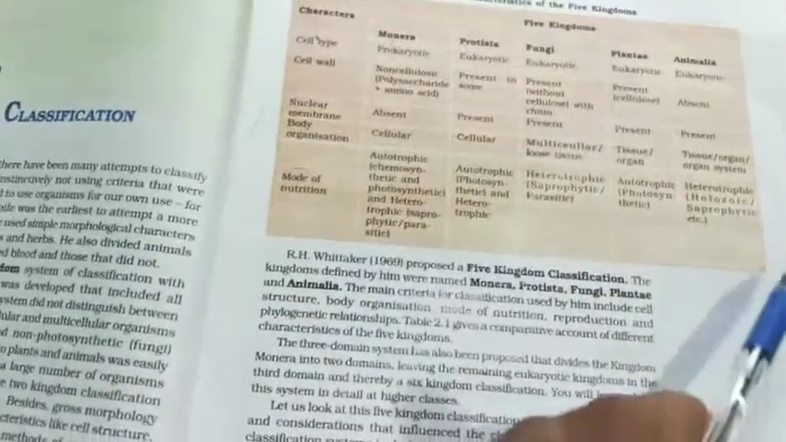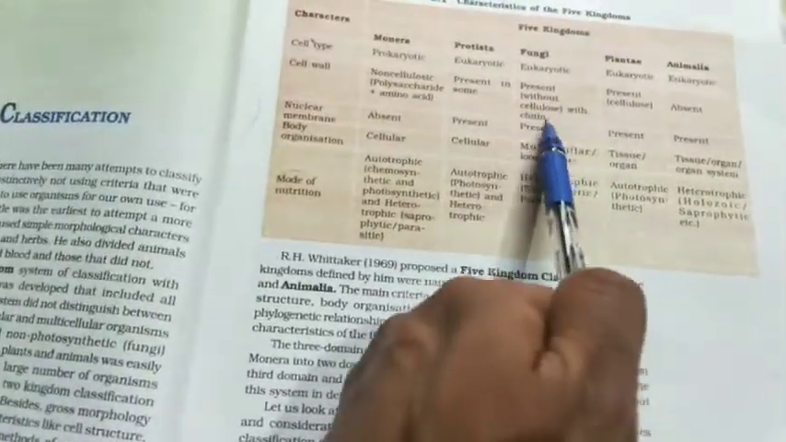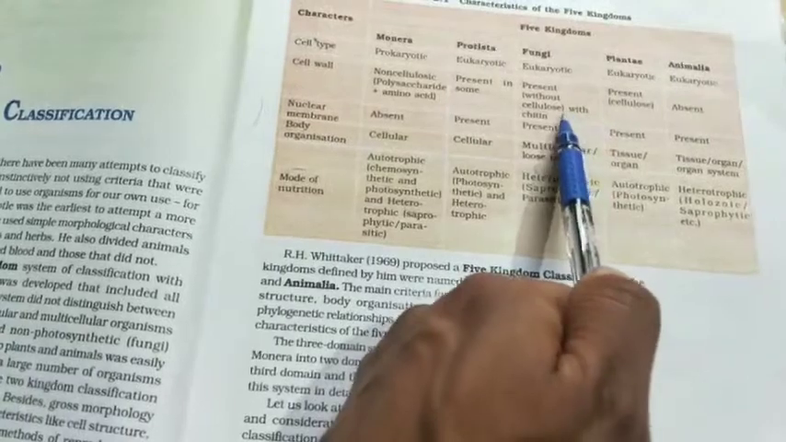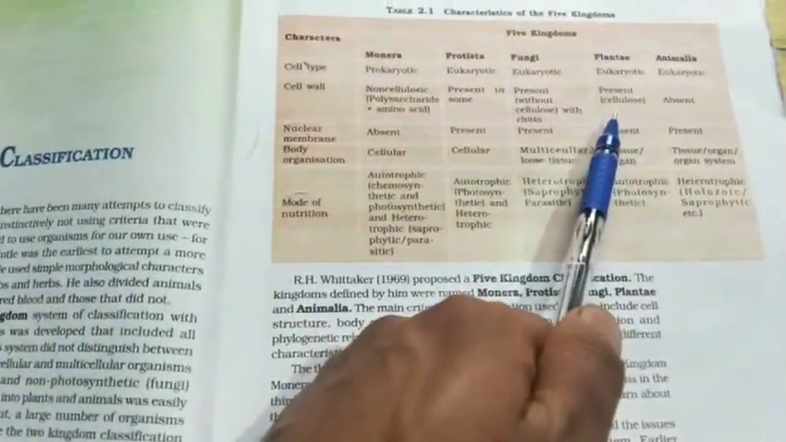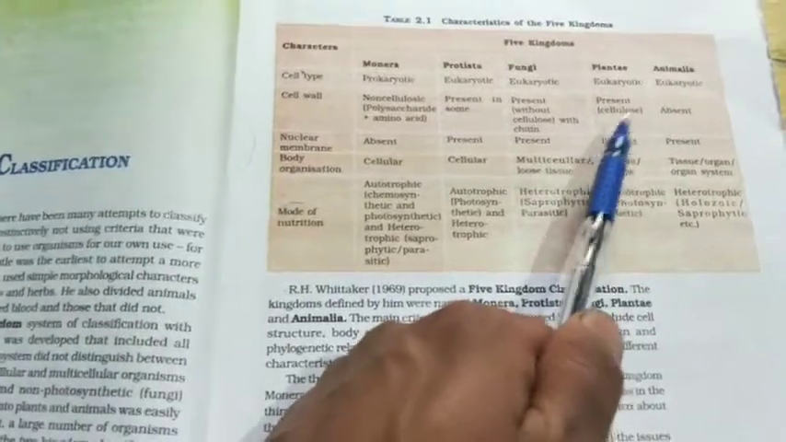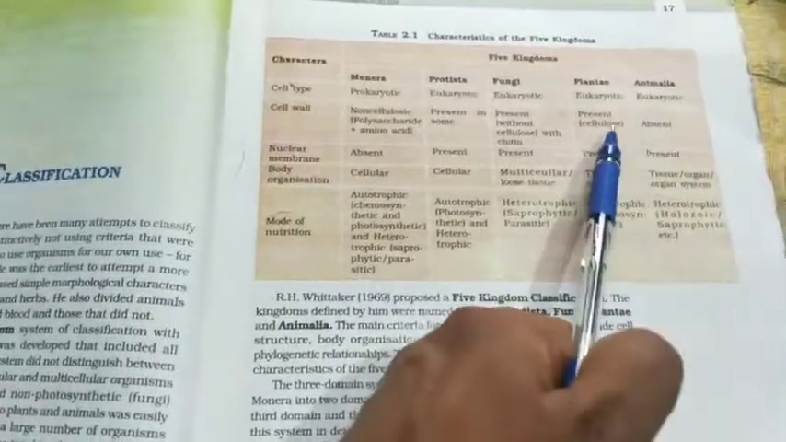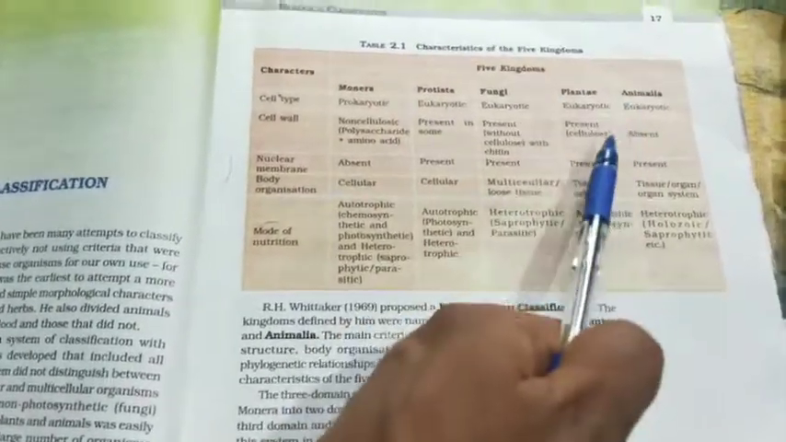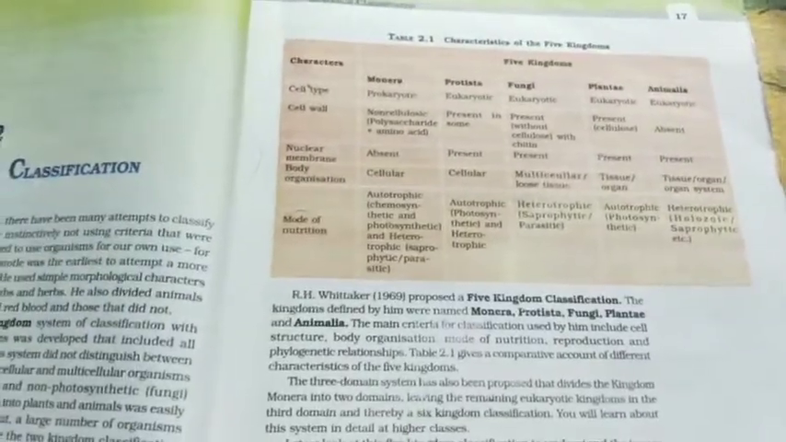In fungi the cell wall is present so that it seems like a plant, but the cell wall is non-cellulosic and made up of chitin, which is usually an animal constituent. While in case of plants, a clear-cut cell wall is present and the cell wall is made up of cellulose. In animals, there is a basic difference between plants and animals: in plants the cell wall is present and in animals the cell wall is absent. In animals there is no cell wall present.